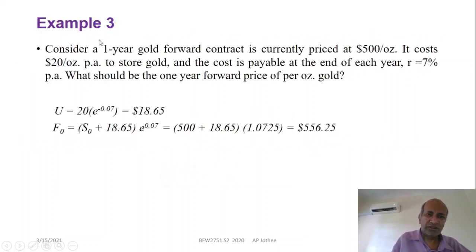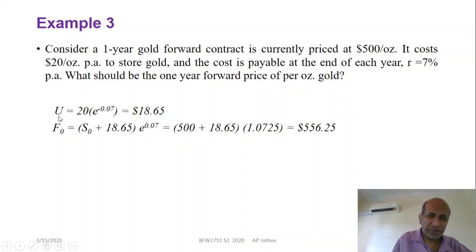Now, consider a 1-year gold forward contract, currently priced at $500 per ounce. It costs $20 per ounce to store gold, and when is it payable? The cost is payable at the end of each year. So it's a 1-year forward contract, and you pay the storage cost at the end of the year. The risk-free interest rate is 7%, continuously compounded. What should be the 1-year forward price of this gold per ounce?